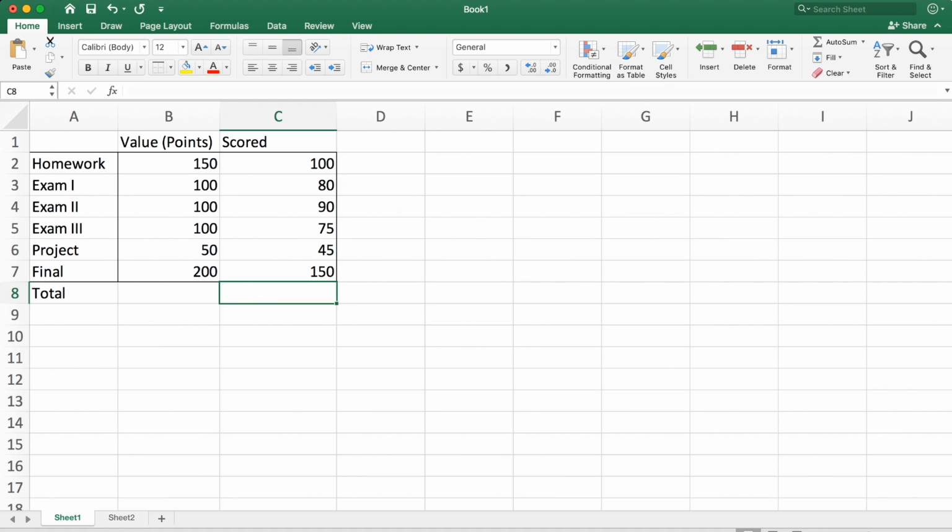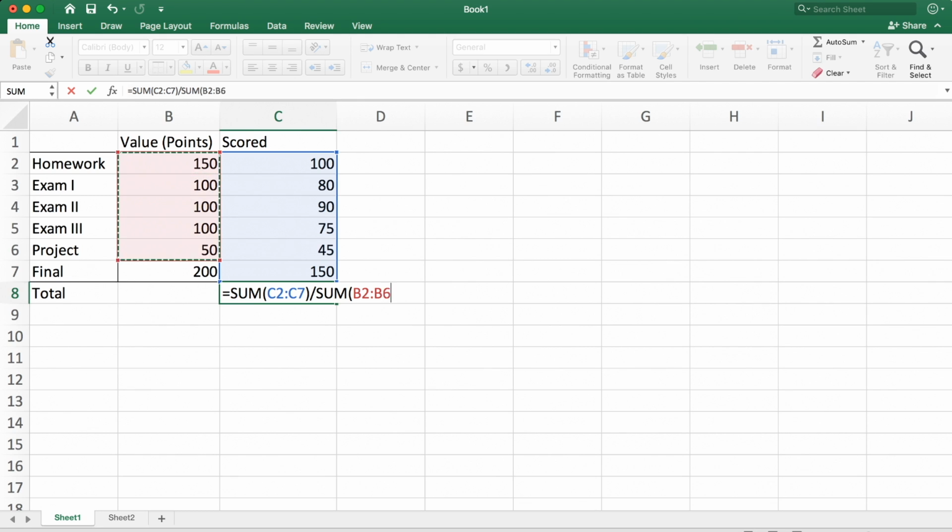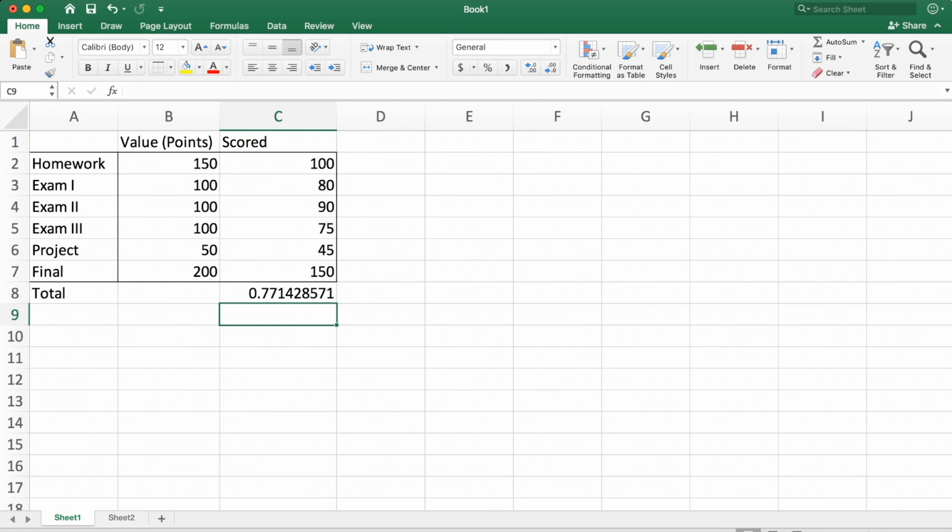And so we'll say equal, points earned in this case is going to be the sum of all of the points that we've earned, so everything that is in the scored column, divided by the sum of all of the points available, or everything that is in the value column. And once we've entered that equation, we can press enter, and then we see that we get our grade.